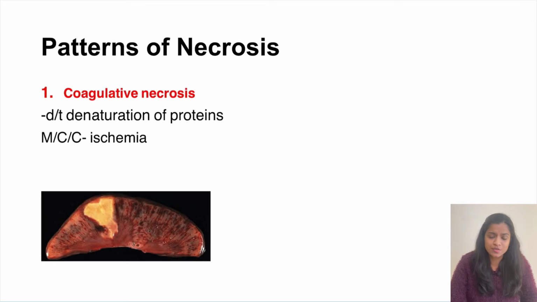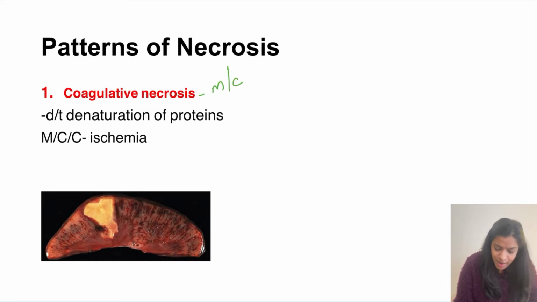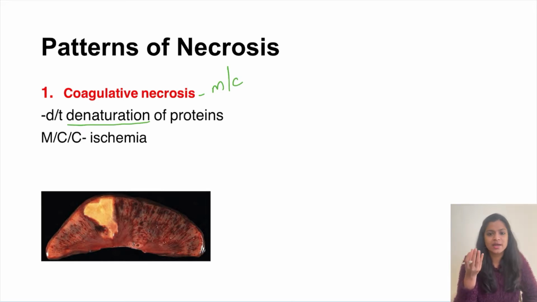So coming to the patterns of necrosis, the first pattern of necrosis is coagulative necrosis. This is the most common pattern of necrosis and it happens due to the denaturation of proteins. When the proteins get denatured, they tend to form a coagulum. So this coagulum is formed and that is why it is called coagulative necrosis.